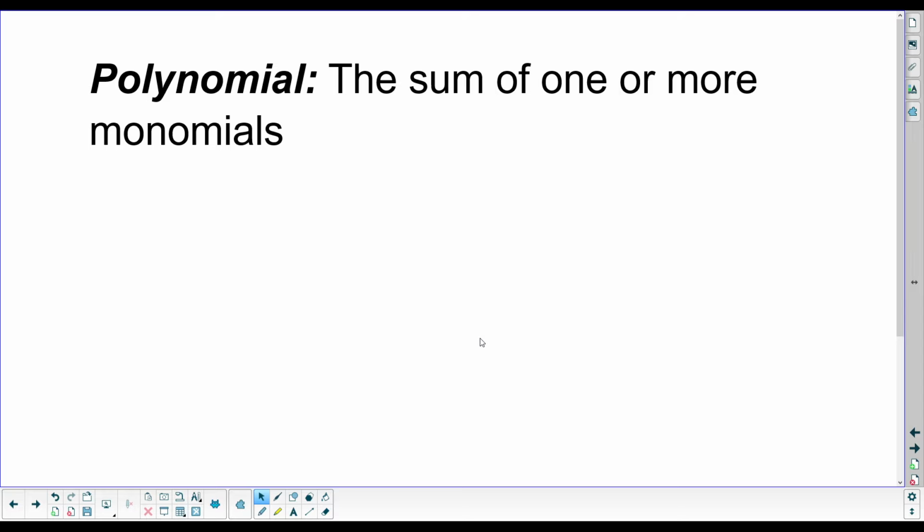A polynomial simply means one or more monomials added together. So if we took any monomials and added them together, we would call that a polynomial. Poly simply means multiple, and a nomial is like a term, so they're talking about multiple terms. A monomial is also considered a polynomial. That's kind of weird, like one term is also considered multiple terms, but for simplicity they group those together. So a monomial is a type of polynomial.